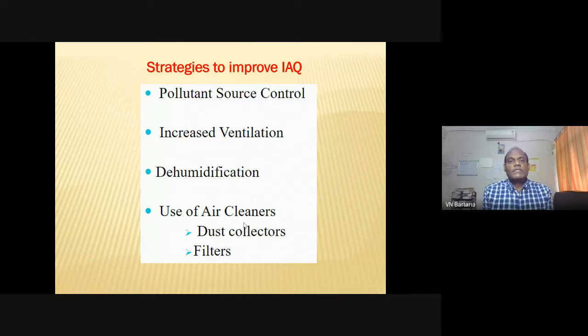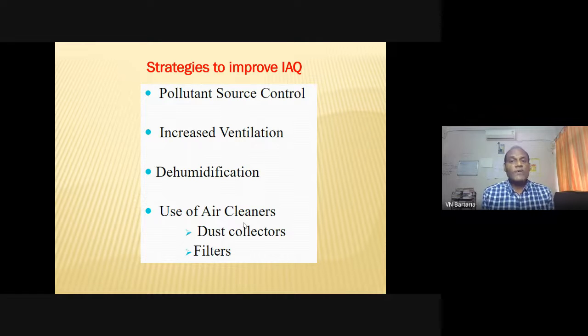Strategies to improve indoor air quality. So what are the strategies? Strategies are pollutant source control. So where the pollutants come from should be identified, and from the source itself we can control the pollutants. The kitchen may be a major source. Our different windows may be a source of pollutant. So we need to identify the pollutant source so that we can control the pollutant from the source itself.